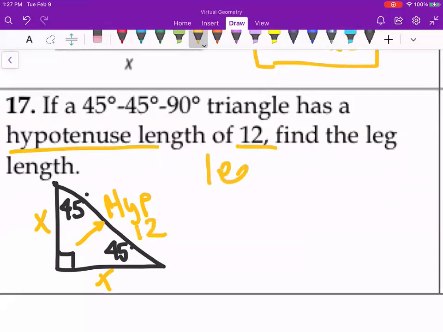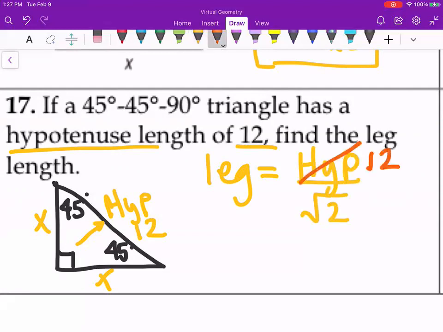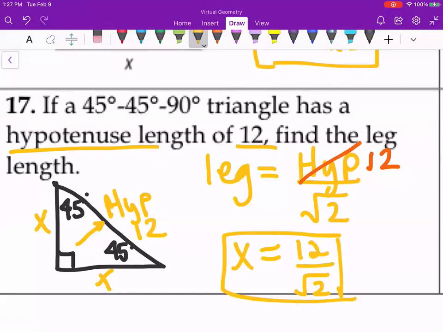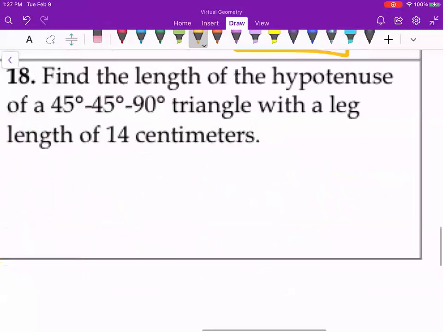So again, our leg is the hypotenuse divided by square root 2. My hypotenuse is 12. So my missing answer, my X or L, leg, whichever one you want to call it, is 12 over square root of 2. It's done. Let's try another one.